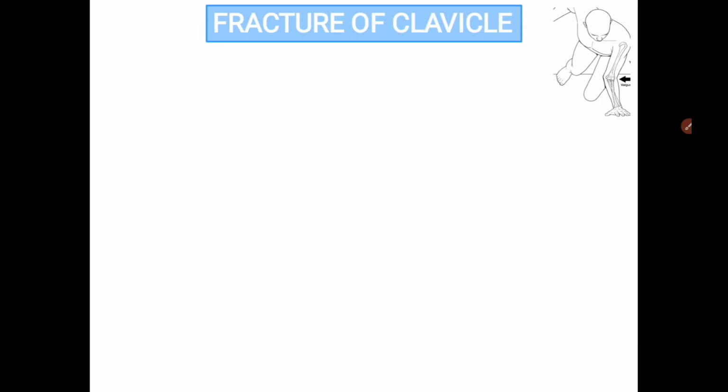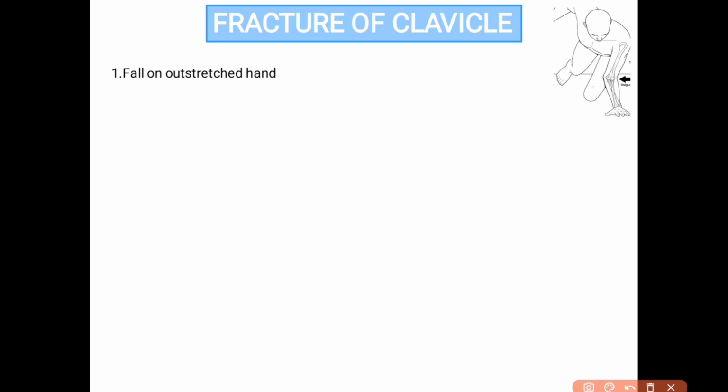Our today's topic is about fracture of clavicle. As you know, we have started upper limbs clinical, so our first lecture in upper limbs clinical is about fracture of clavicle. Now we will see how it happens. When a person falls on an outstretched hand, then a fracture of clavicle occurs.